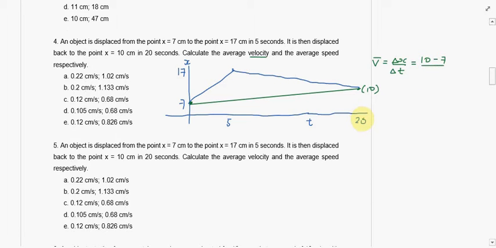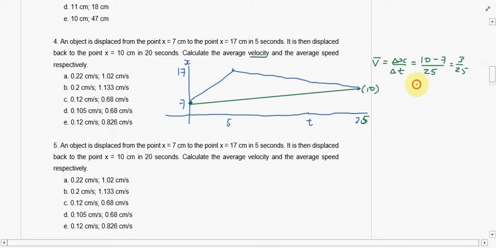This shouldn't actually be 20, this should be 25, right? Because it took me 5 seconds to get to here, and then the difference between this and that is 20 seconds, so that should be 25. So my total time of my trip is 25 seconds. So this should be 3 over 25, which should equal 0.12 meters per second.